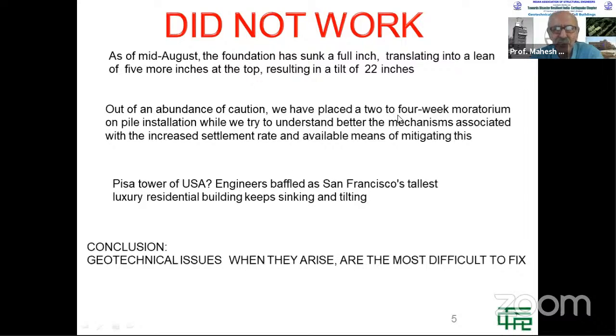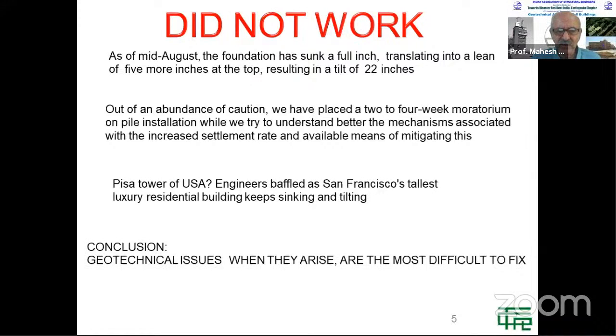And out of abundant caution, the people who are in charge of the project say that we have taken a 2 to 4 week moratorium on pile installation while we try to understand better the mechanisms associated with increased settlement rate and available means of mitigating this. So many people are saying, is this the Leaning Tower of Pisa of the USA? Engineers are baffled as San Francisco's tallest luxury residential building keeps sinking and tilting.